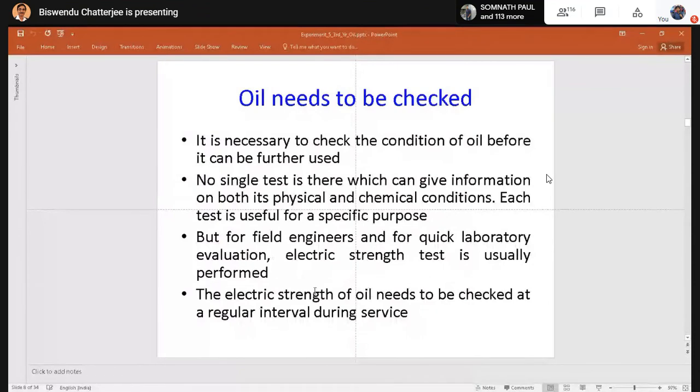For field engineers, I cannot do all the tests at all times. It is not possible. The electric strength test is usually performed. This is a very important test and will be explained in detail by Professor Shobhan Dalai. Now, the electric strength of oil needs to be checked at a regular interval during service.